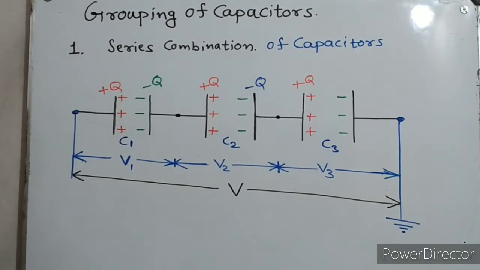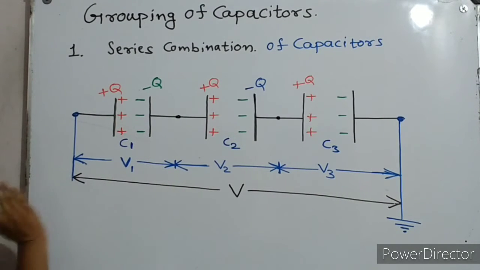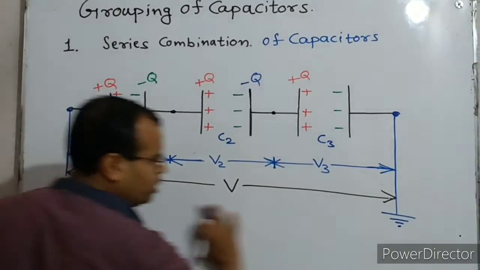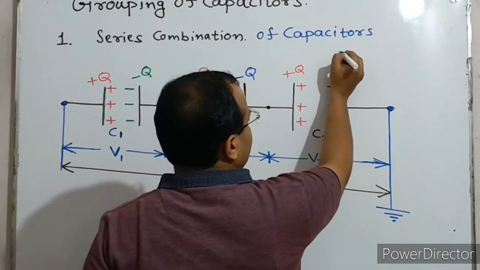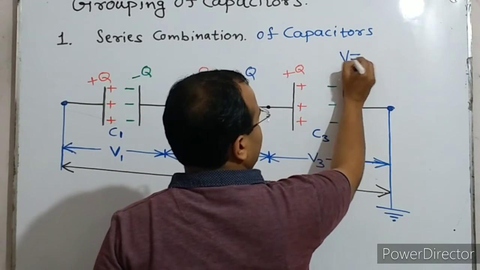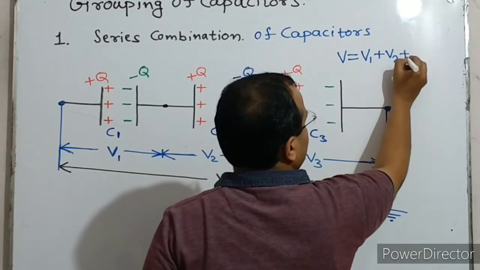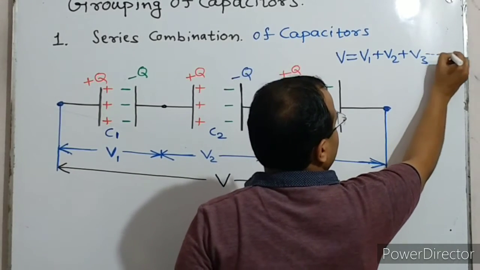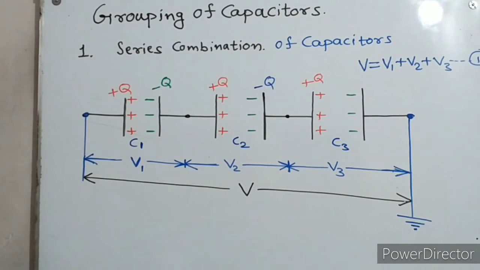Now one thing is very clear, that this V is divided into V1, V2 and V3. So the first expression which you can write is V equals V1 plus V2 plus V3. What is divided here is the potential, and let this be equation number 1.